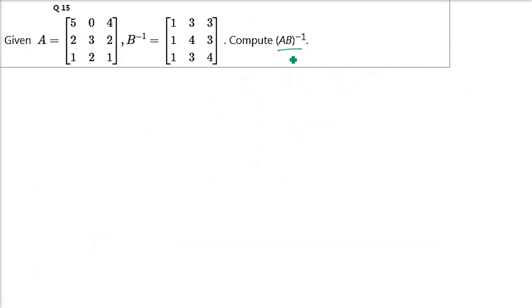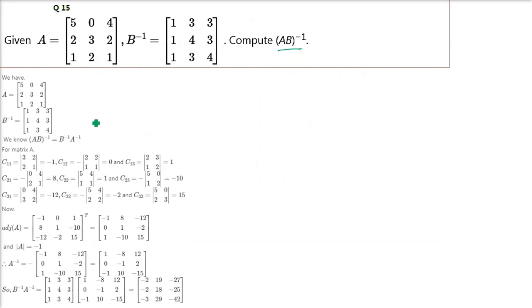Now AB inverse we have to find out. Now let me show it here also, because you already know how to find out the inverse. A and B inverse is given. So we have already seen just now in the previous question, there is a property that AB inverse is equal to B inverse A inverse. Right? A and B inverse is given in the question. So AB inverse, we already saw in the earlier questions, is equal to B inverse into A inverse. Right?